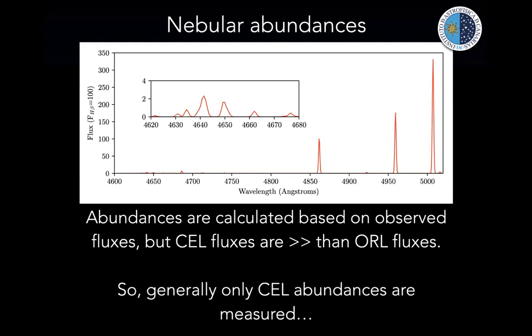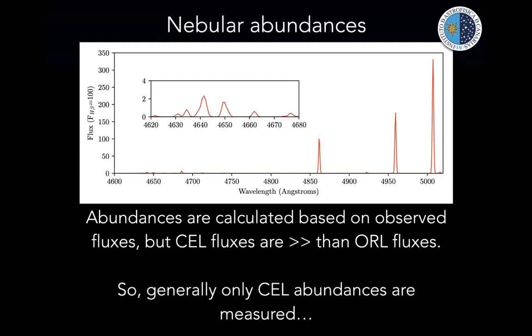And so for the heavy elements, the collisionally excited lines are always far brighter than the recombination lines. So typically you use the brightest lines, the collisionally excited lines. So here in this plot, you can see some lines of doubly ionized oxygen at 4959 and 5007, which have fluxes relative to hydrogen beta of 150 or even higher.